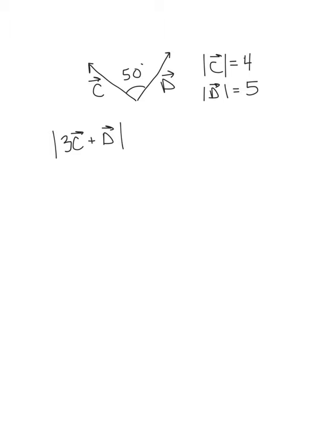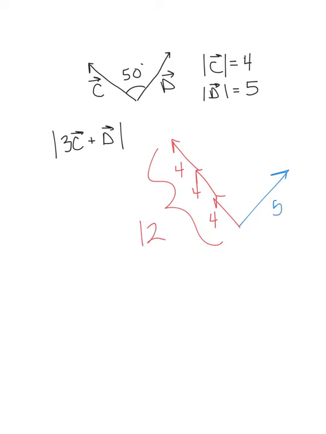So if we wanted to find the magnitude of the vector 3C plus D, the easiest way for me to do that is to picture what's happening. So I have 3 vector C's. If each vector is 4, then obviously this entire thing is going to be 12. And I'll use a different color here. We're going to have one vector D, and it was 5.